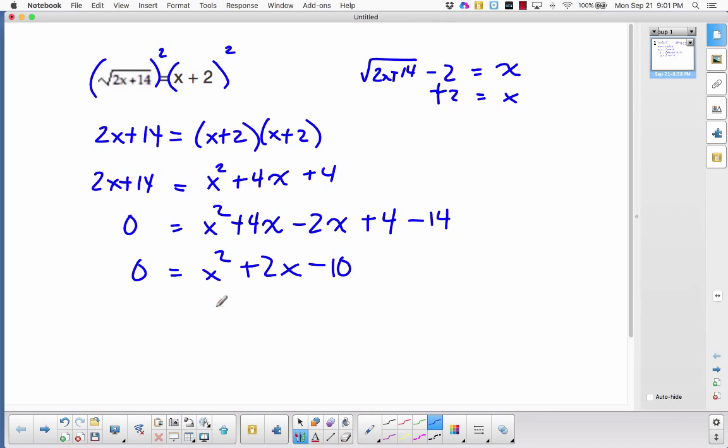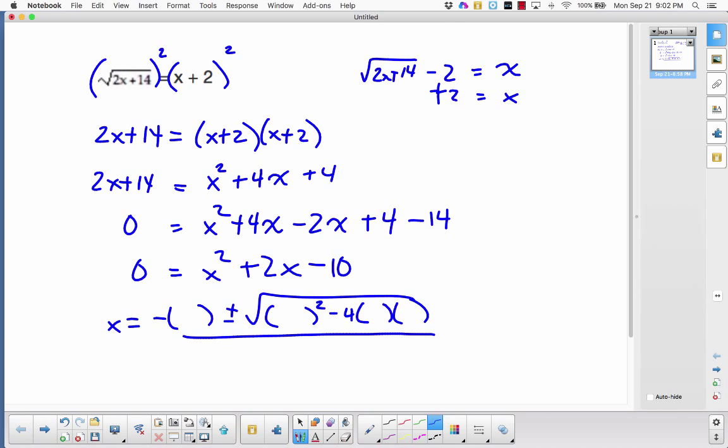Okay, so now I've got a quadratic, I can factor it. I think it comes to x plus, well, can you factor that? Things that multiply to 10 add to 2. 5 and 2. No, that doesn't work. Okay, factoring doesn't work. Darn. So I'll use my quadratic formula. So x equals minus b plus or minus the square root of b squared minus 4 times a times c, all over 2a. And let's plug in.